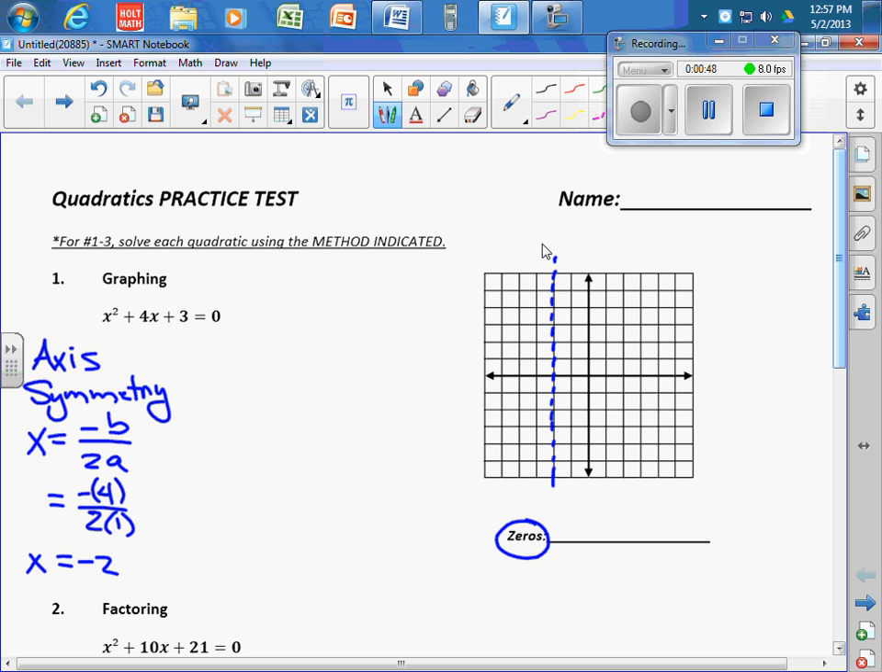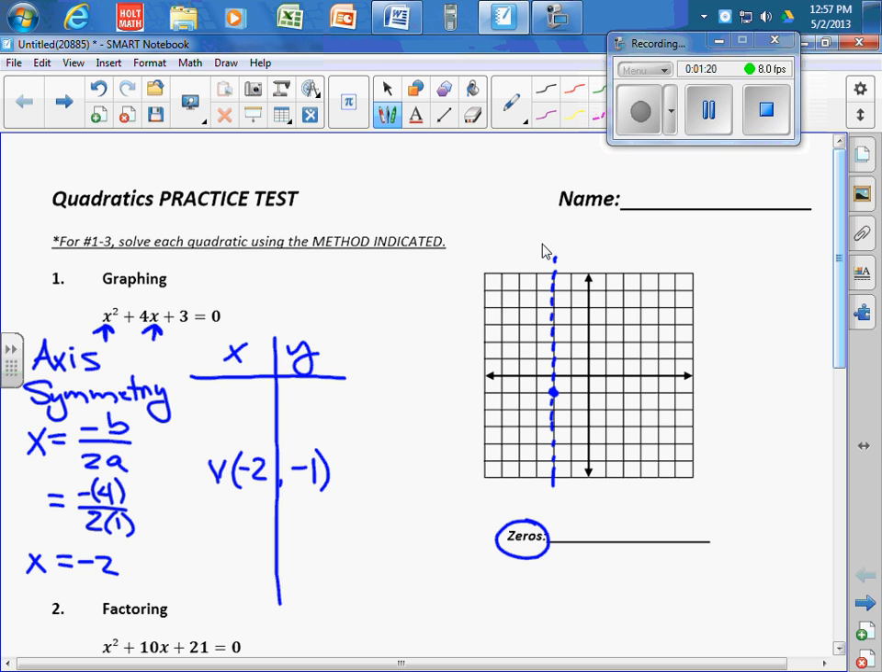Then you're going to find the vertex. How do you find the vertex? Well, you're going to plug negative 2 in for the x here and tell me what you get for y. So you're going to get the vertex, negative 2, negative 1. Negative 2 squared, positive 4. 4 times negative 2, negative 8. 4 minus 8, negative 4. Negative 4 plus 3, negative 1. That's your vertex.